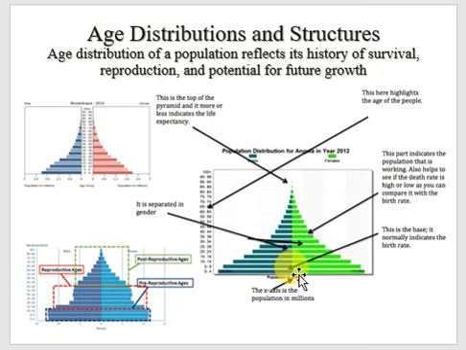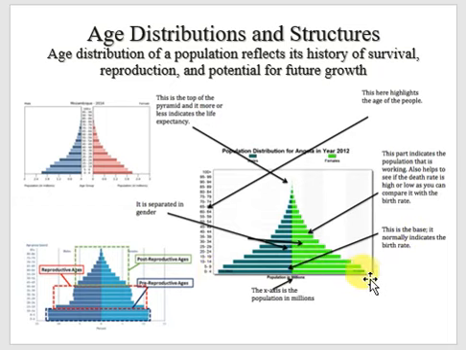Now, interpreting this, right? Okay, so you're looking at this shape. What are you really looking at? So, as I said before, the left side are males, the right side represents females in the population.